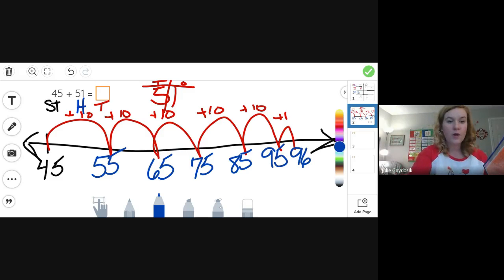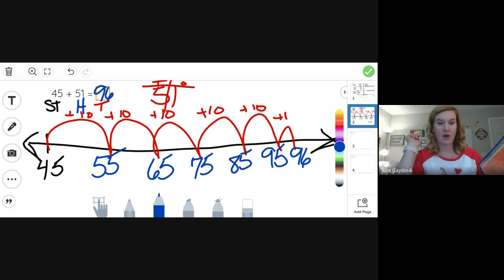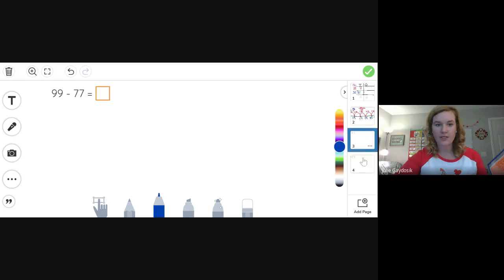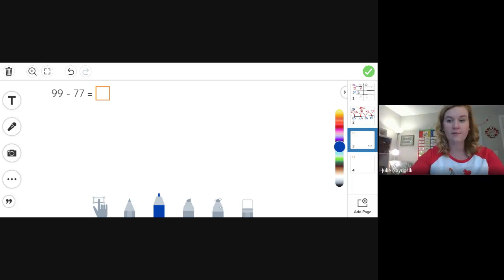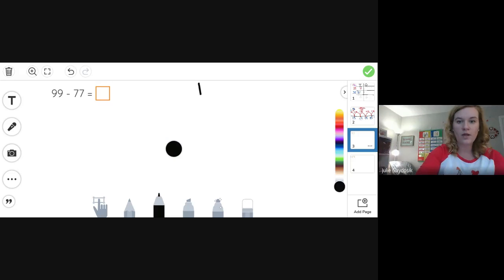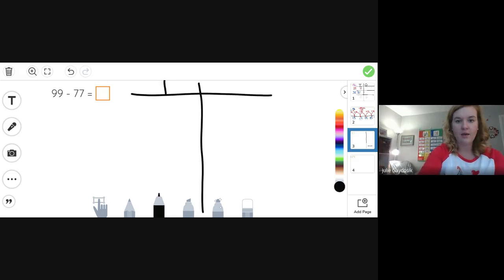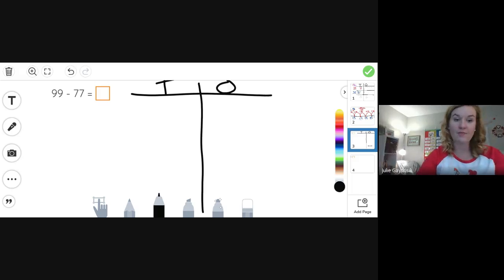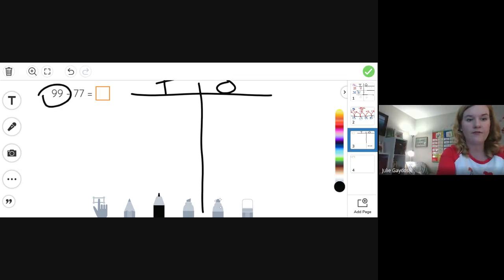So 45 plus 51 is 96. Okay, so that's how to solve that type of problem with an open number line. Now what we're going to do is solve this problem, this is subtraction, with a tens and ones chart. When you're taking away with base 10 blocks, you only draw the first number.